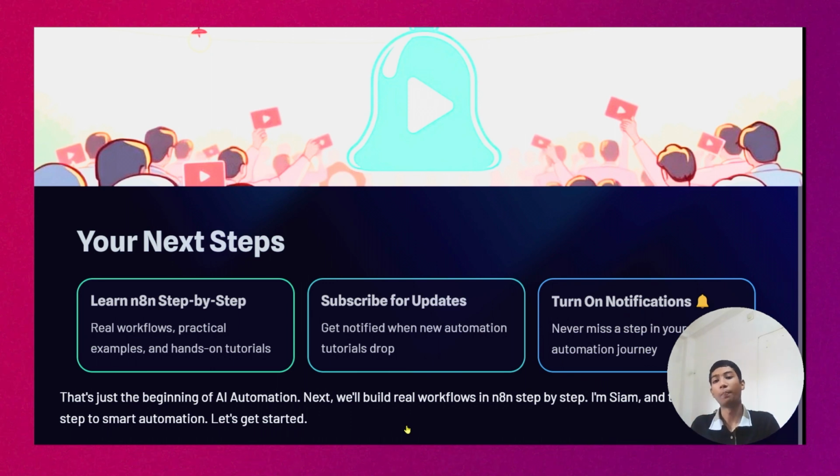That's just the beginning of automation. Next, we'll build real workflows in n8n step by step.